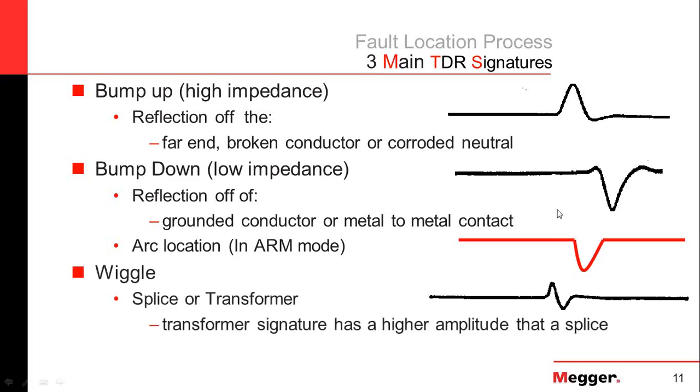The third signature is what I call a wiggle. It's where the signal, the radar's pulse, has gone through, down to the far end, and reflected back. So the signal's actually going through this impedance change. Typically, these would be splices or transformers. They look exactly the same, except the transformer signature will have a higher amplitude. It'll be physically bigger than a splice. Other than that, they pretty much look the same.